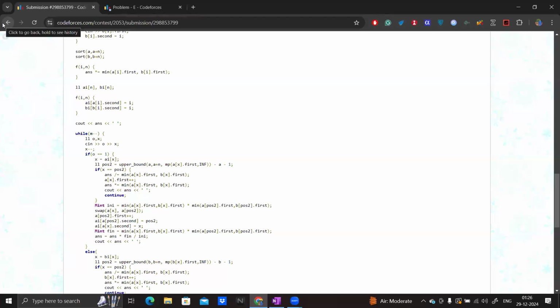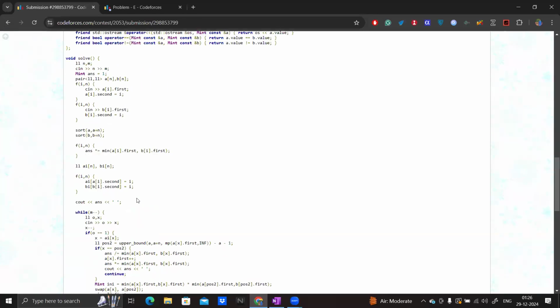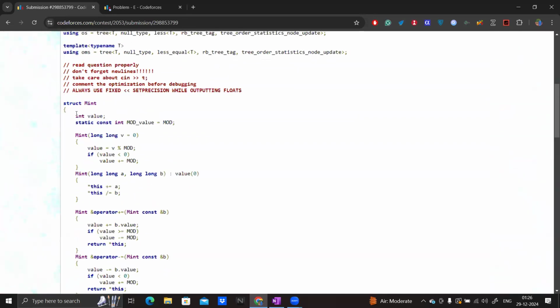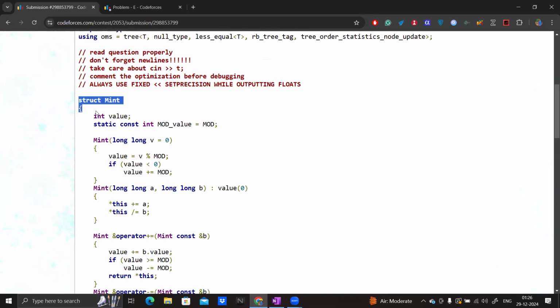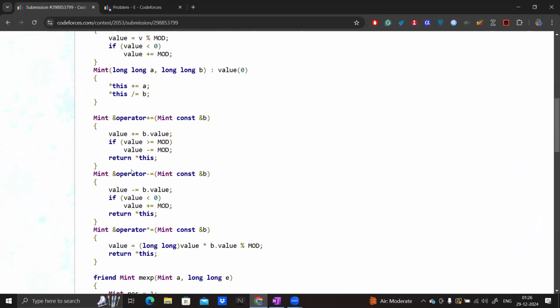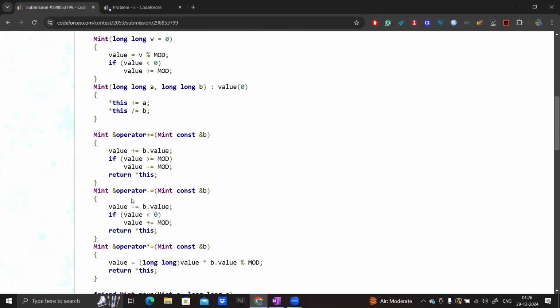Okay, thanks. Can you show that mint? Yeah, so it is a struct. If you have learned some OOPS, then basically this overloads the operators. It overloads all the operators, so you can just use this struct as an int.